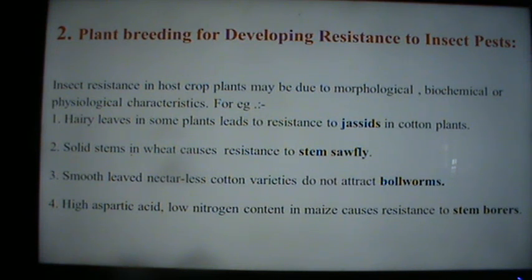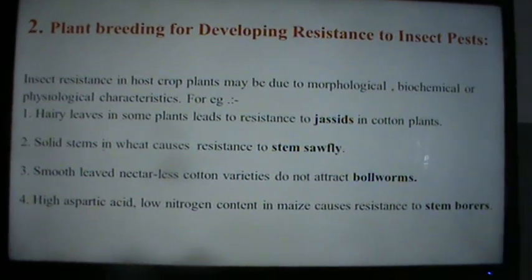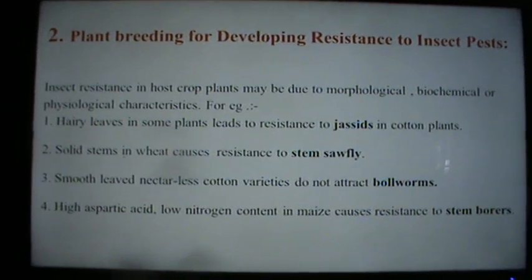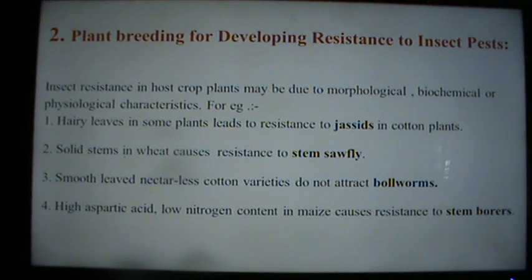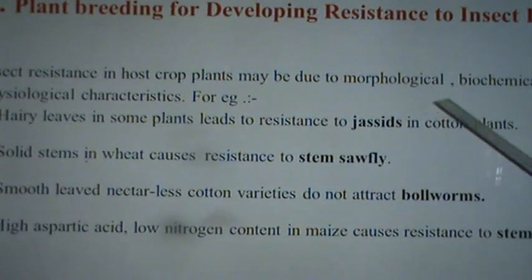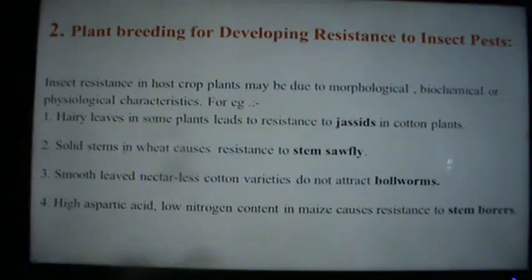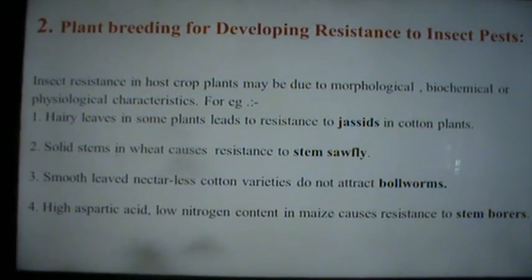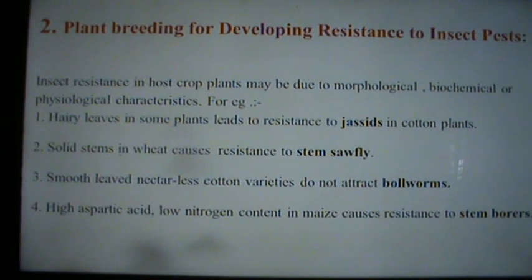Yes, good morning children. So this slide is just to summarize what we had learned in plant breeding in the previous 3 classes. Just a quick summary of very important points to be noted. We had studied plant breeding for developing resistance to insect pests. I told you the resistance of certain host crop plants may be due to morphological, biochemical or physiochemical characteristics, as I explained in the previous classes.